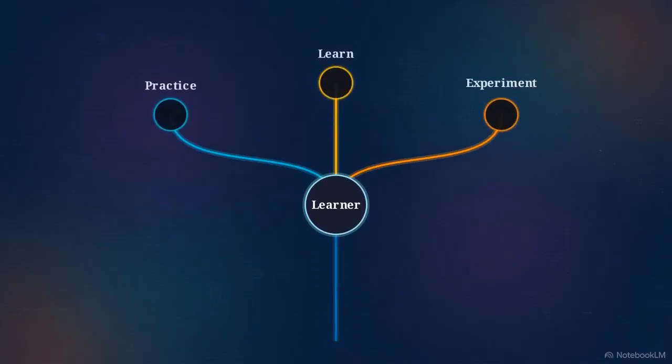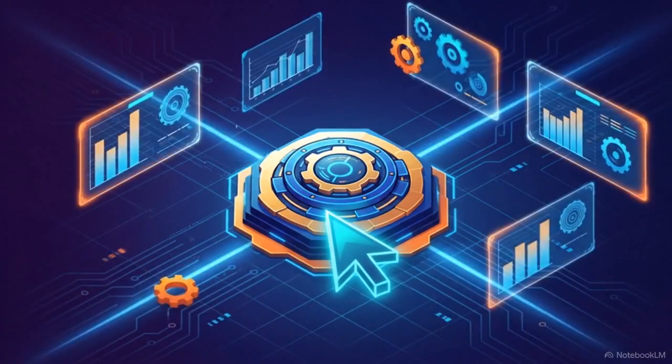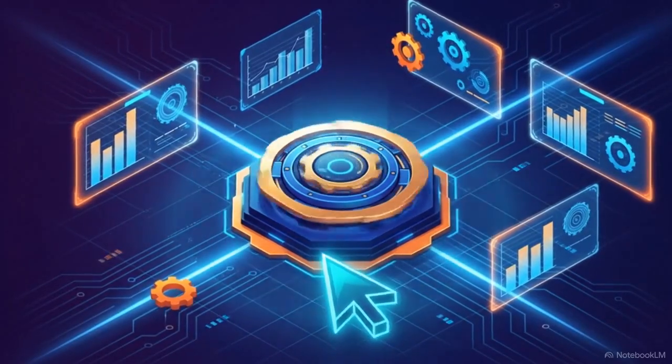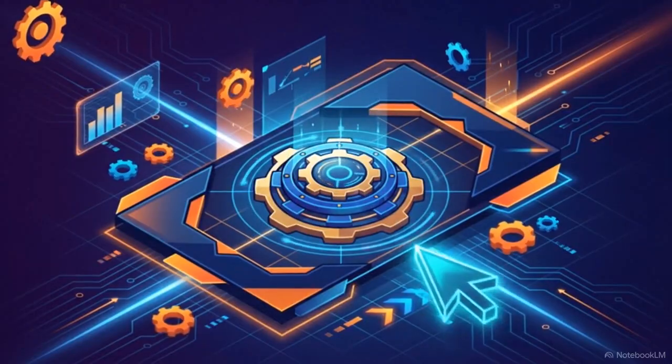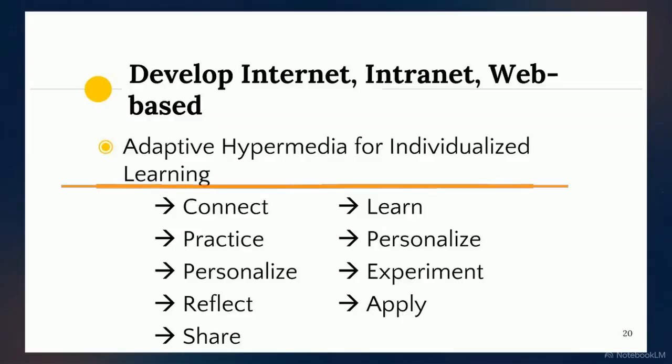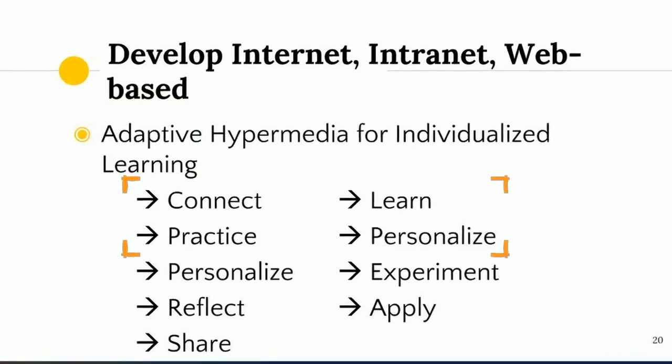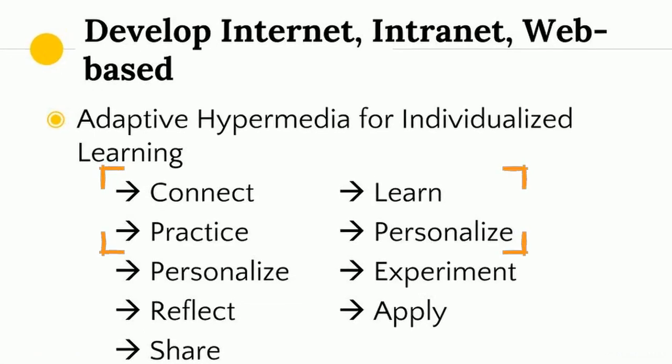The highest tier of this interactivity is adaptive hypermedia. It acts as a dynamic difficulty system, automatically adjusting the content to individualize the learning path for each student. Looking at this hypermedia framework, you can see the initial loop. The system guides the learner to connect with the material, learn, practice, and personalize the next step. From there, the student is challenged to experiment, reflect, apply corrections, and share results.